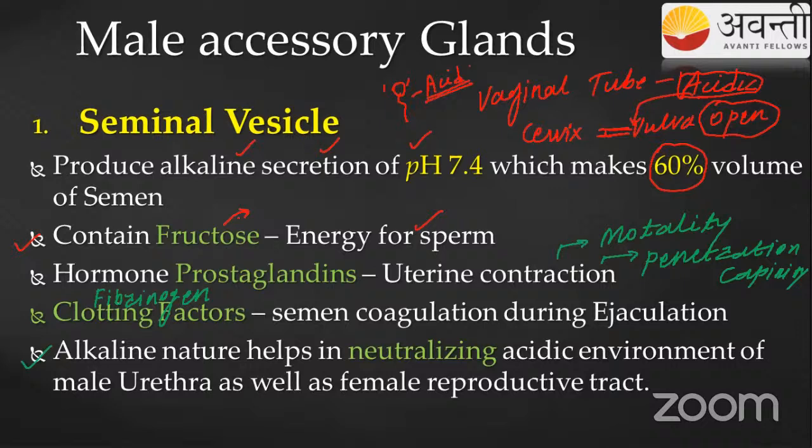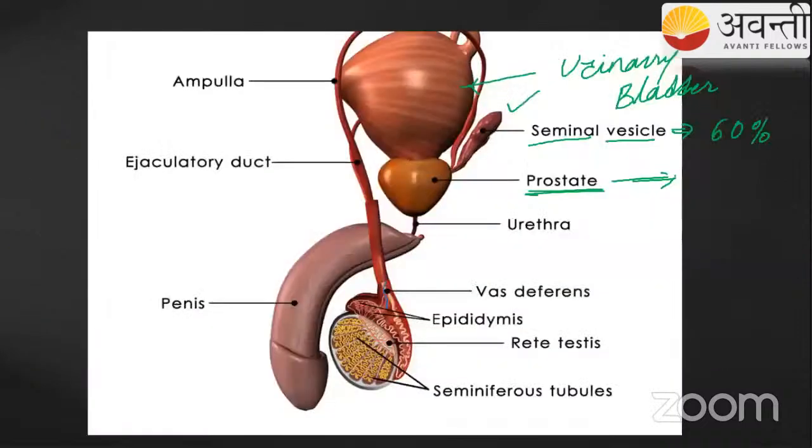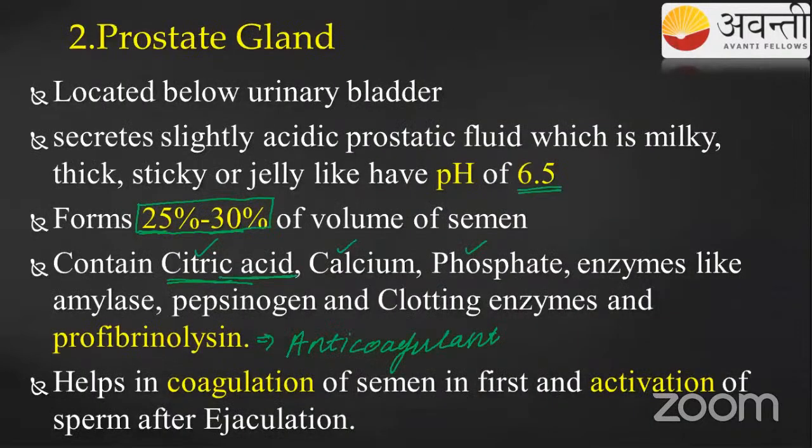Clotting factor is known as fibrinogen, and it is important for semen coagulation. Okay, next we discuss the prostate gland. The prostate gland is located below the urinary bladder. It has a milky, sticky, thick, jelly-like fluid, acidic in nature. The pH of prostatic fluid is 6.5, and it forms 25 to 30% of semen.